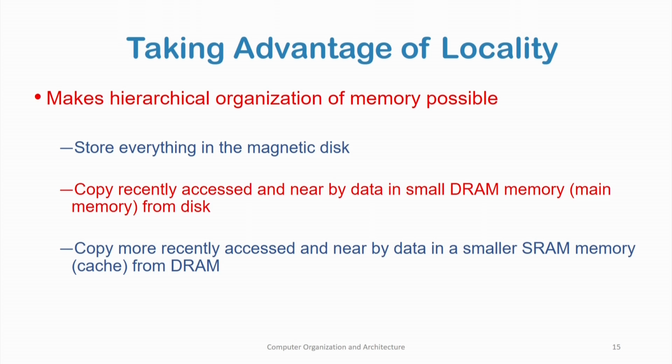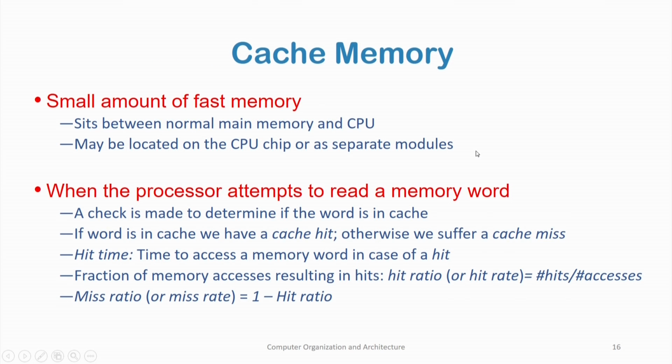So, we have the magnetic disk which stores everything, and whatever we require currently we access and store in a DRAM, or the main memory. Then whatever is still more recently accessed, data and instructions, are stored in an SRAM memory, which is the cache from the DRAM. Cache memory. So, now we begin our discussion on cache memory.